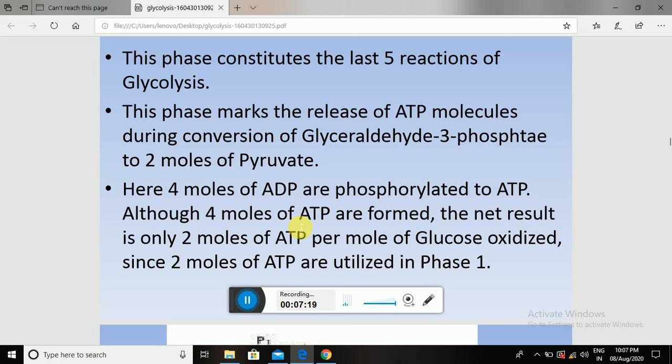Although 4 molecules of ATP are formed, the net result is only 2 molecules of ATP per molecule of glucose oxidized, because 2 molecules are utilized at first. Initially the cell, or bacterial cell, invests 2 ATPs, and then in the payoff phase the cell gains 4 ATPs. So the net gain is only 2 ATPs. In the payoff phase the cell can get 4 ATPs, but initially the cell has to invest 2 ATPs.